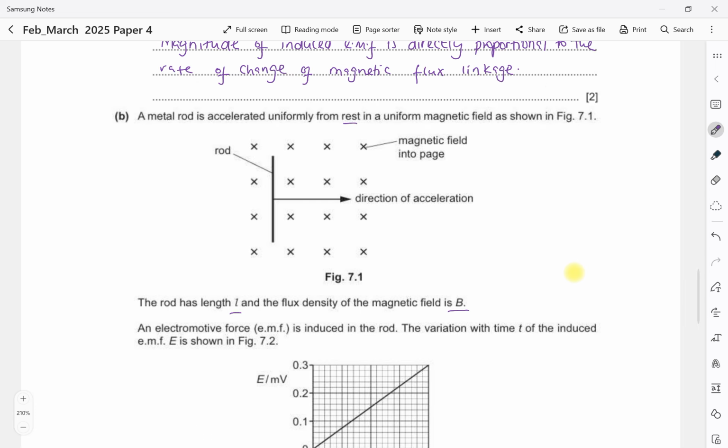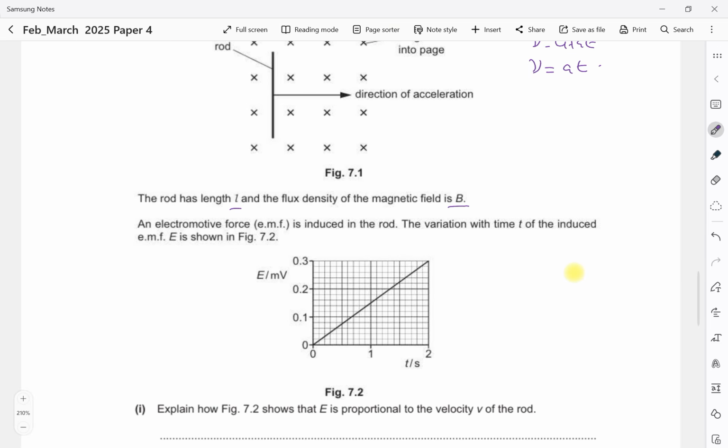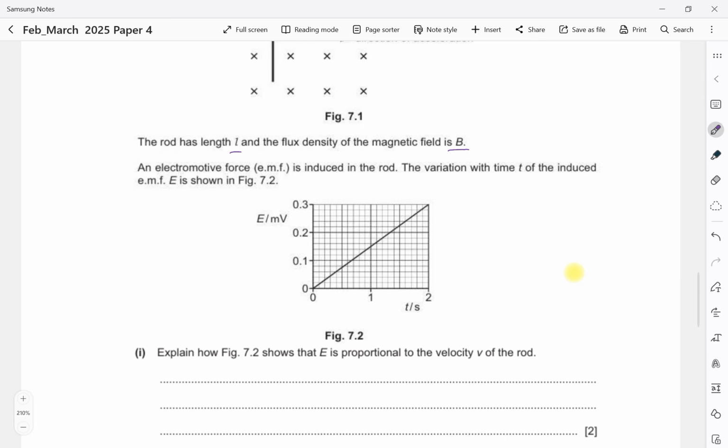Because it is accelerated from rest, the initial velocity is 0, and since it is accelerated uniformly, the equations of motion can apply, such as V equals U plus AT. Since it starts from rest, V is equal to A times T, because the initial velocity is 0. An EMF is induced in the rod. The variation with the time t of the induced EMF is shown here.